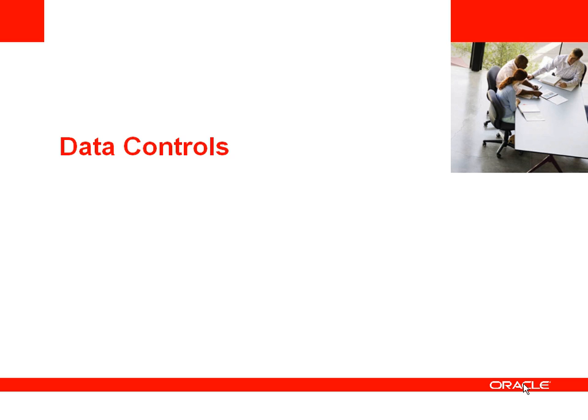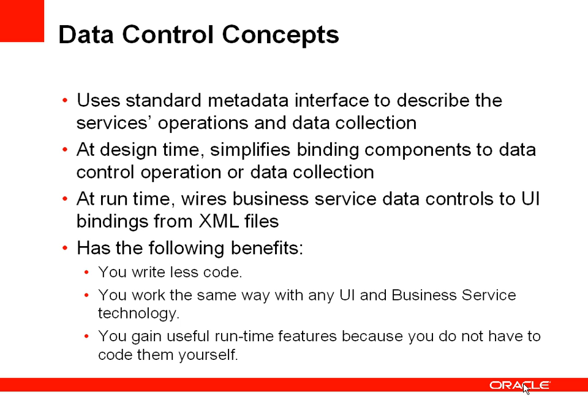So let's take a closer look at data controls. A data control abstracts the implementation details of the underlying business service by using a standard metadata interface. And this metadata interface, which is implemented in just some XML files, describes the underlying services, operations, and the data collections on that business service. At design time, visual tools such as JDeveloper can then leverage this standard service metadata to simplify the binding of UI components to the underlying business service, either the actions or the data collections on those business services.